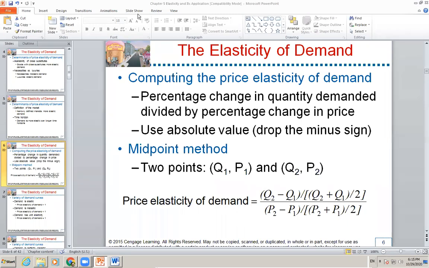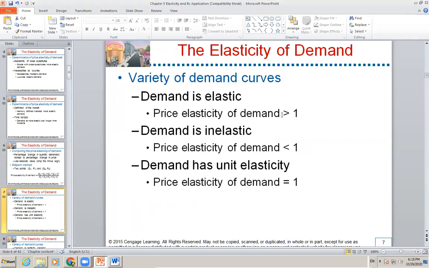Sorry, Professor, may I ask one question, please? Yes, please. I realized how to solve this problem, but I didn't catch how we can identify whether it's elastic or not. From the numbers, if it's more than one, it's elastic. If it's less than one, it's inelastic. Okay. Take a picture of it and just keep in mind.